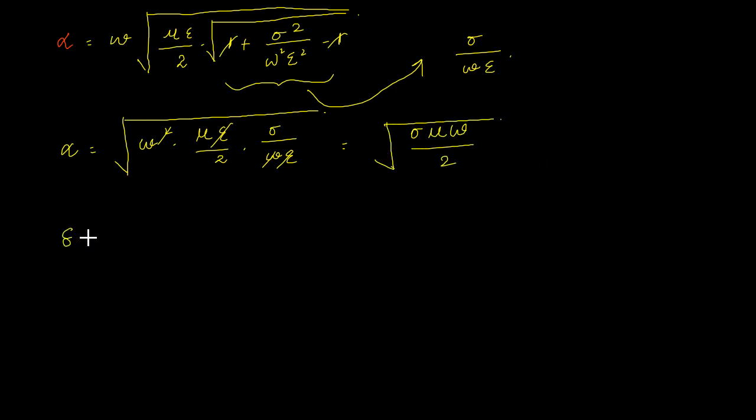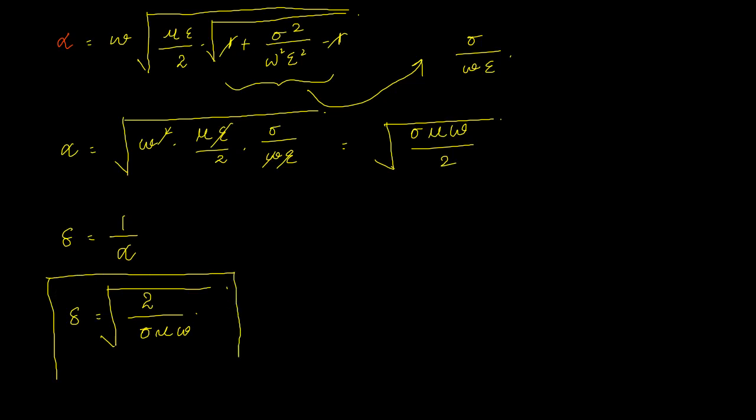Now what is delta? The skin depth is 1 by alpha, so delta is the reverse of alpha, which is 2 by sigma mu omega. This is the skin depth. Mu is the permeability, sigma is the conductivity of the medium, and omega is the frequency of the wave propagation.